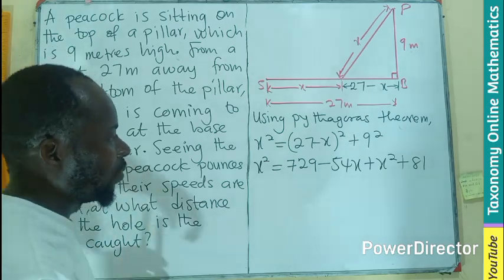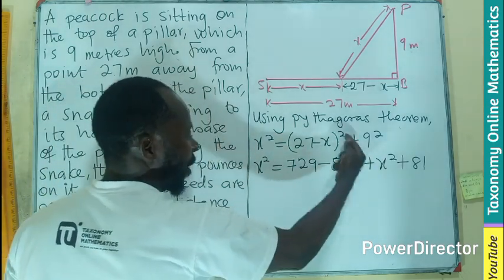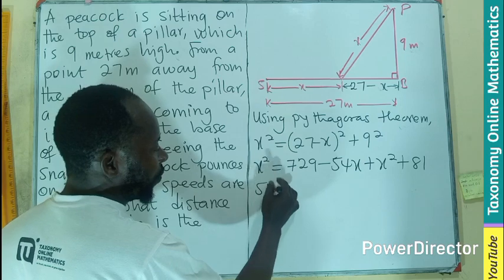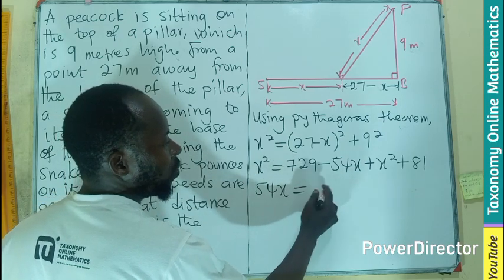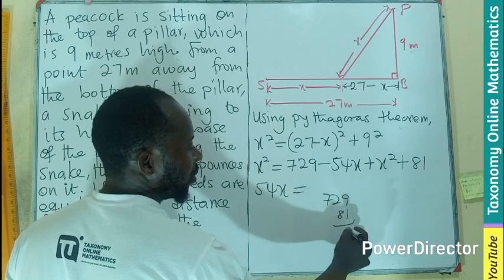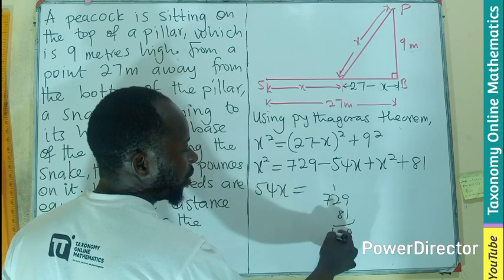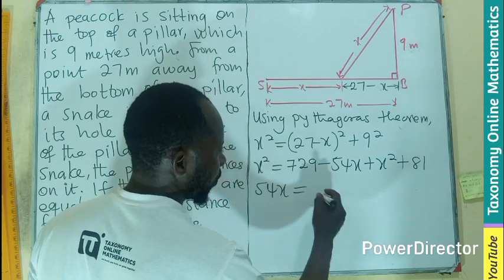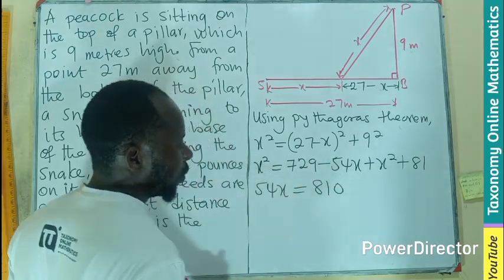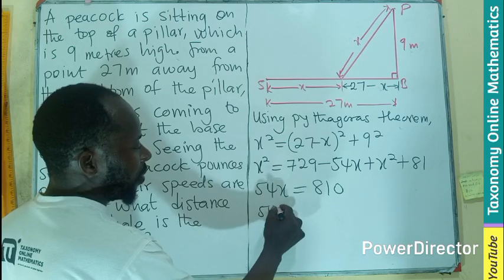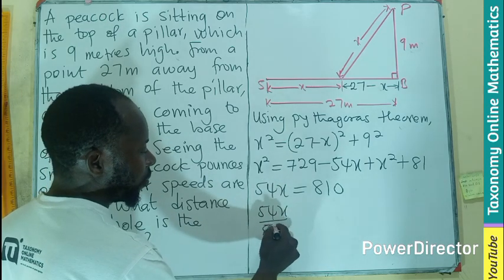Grouping like terms, you can see x squared will become 0. So this will come as 54x equals 729 plus 81, which is 810. So what do we do? We now divide by 54.